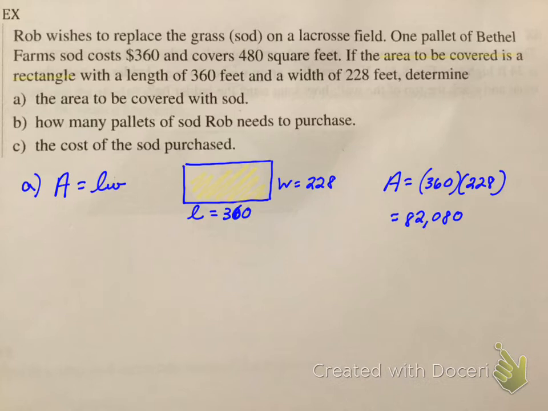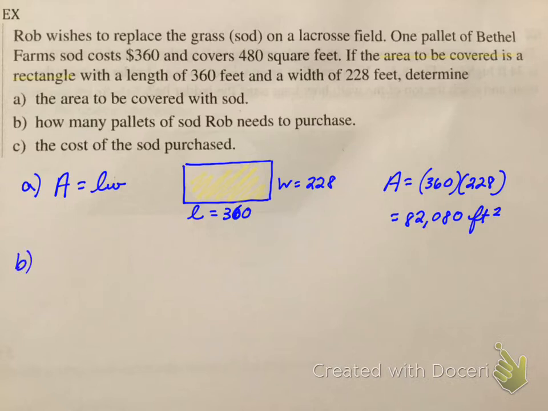Okay, and we have to make sure we put the units. So this is feet squared. Whenever you do area, the units are always going to be squared. I forgot to mention that before. Okay, so we know the whole area is 82,080 feet squared.